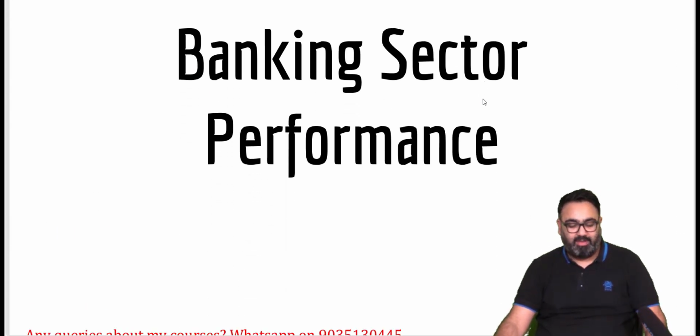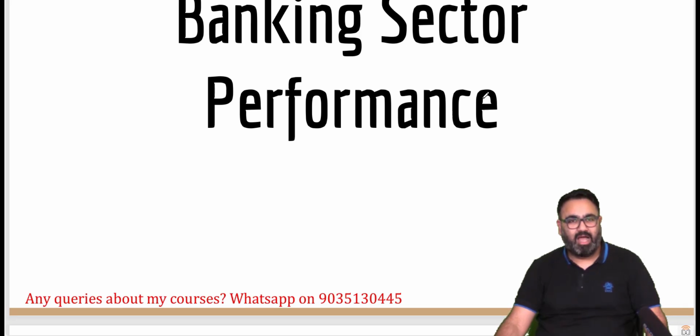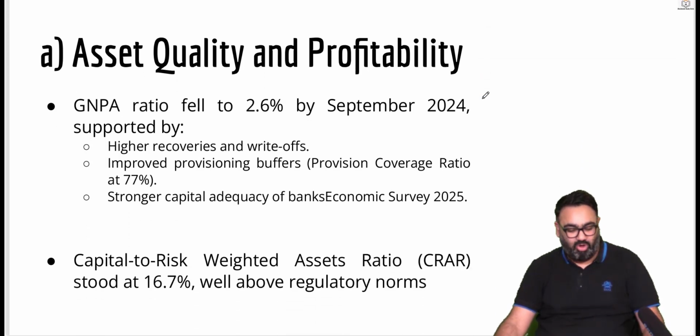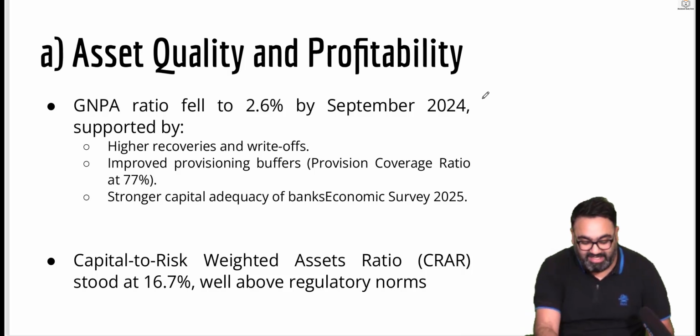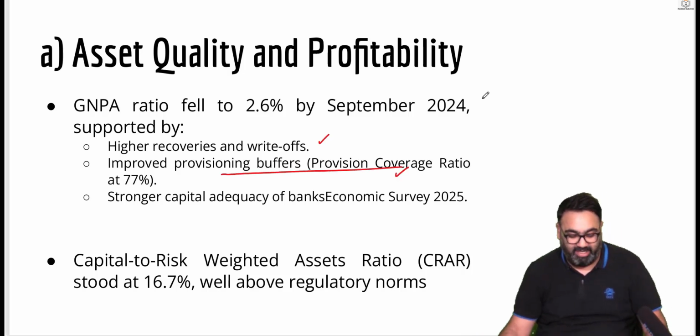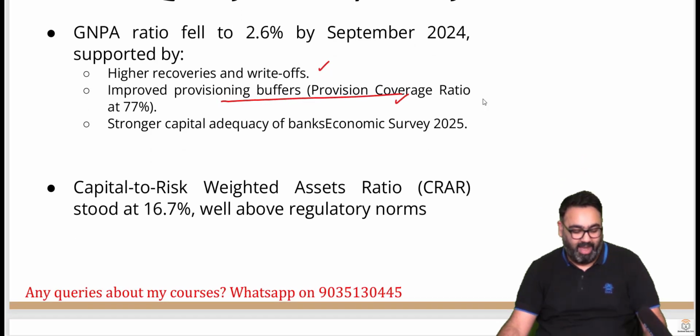Let's now talk about the banking sector performance. How did it perform in the past year or so? First, it talks about the asset quality. As I said, the good part is that the gross NPAs reduced. They have fallen to a 12-year low. So recoveries have been better. Provisioning buffers have also been better. There are strong indicators that the banking system is becoming strengthened, and there is lesser risk of banks going bad.